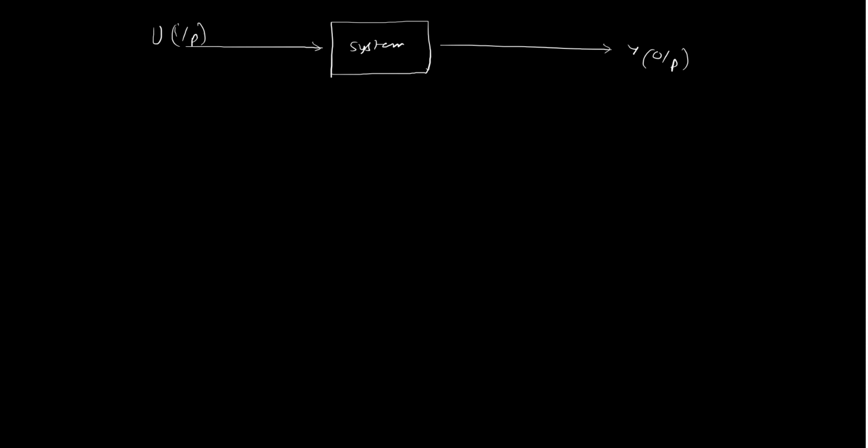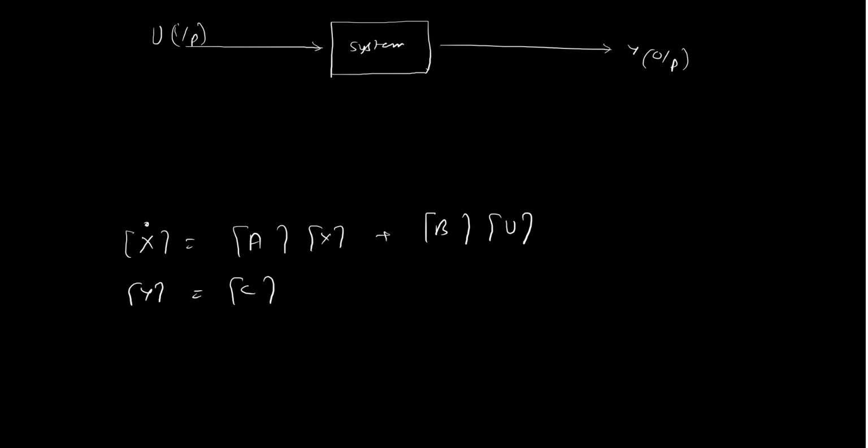Okay, so we have seen there are two equations. I can do one more thing, this is the detailing. So this is x dot equals A x plus B u, and this is y equals C x plus D u.